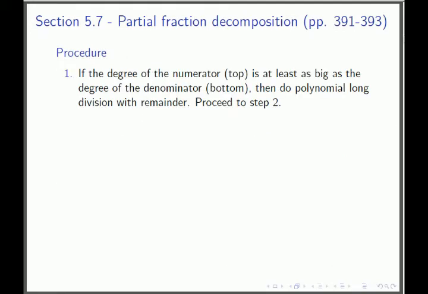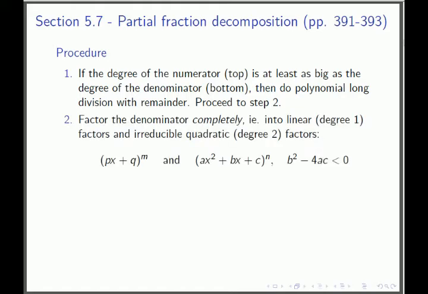So here's the procedure. If the degree of the numerator, which is the top, is at least as big as the degree of the denominator, which is the bottom, then do polynomial long division with remainder, and then you can proceed to step 2. Next, you're going to factor the denominator completely into linear factors and irreducible quadratic factors. And as a reminder, a quadratic function is irreducible if and only if the discriminant b squared minus 4ac is negative.